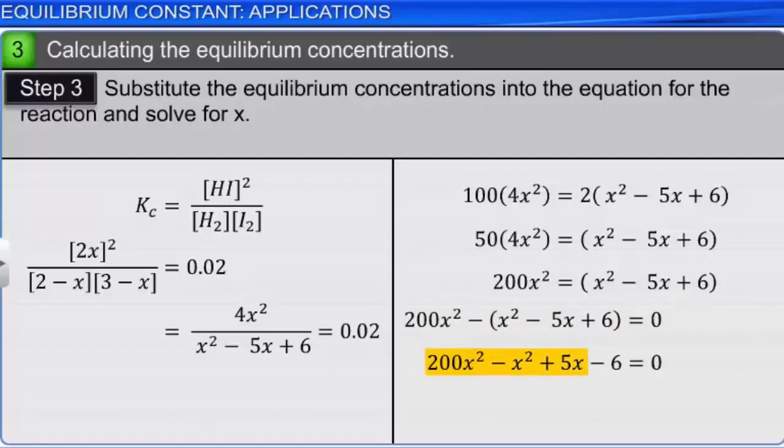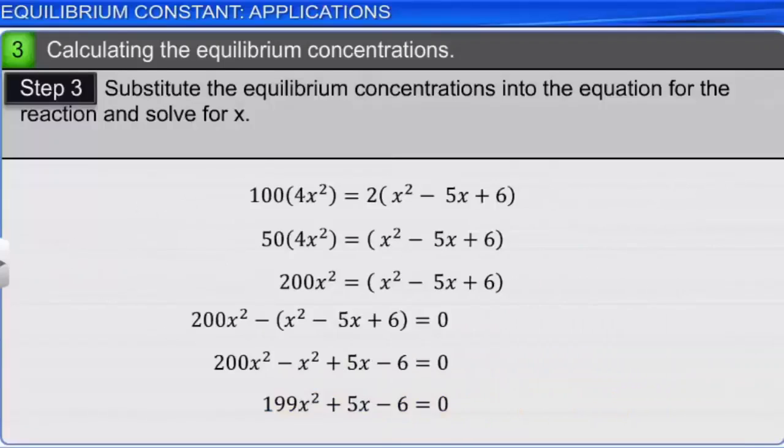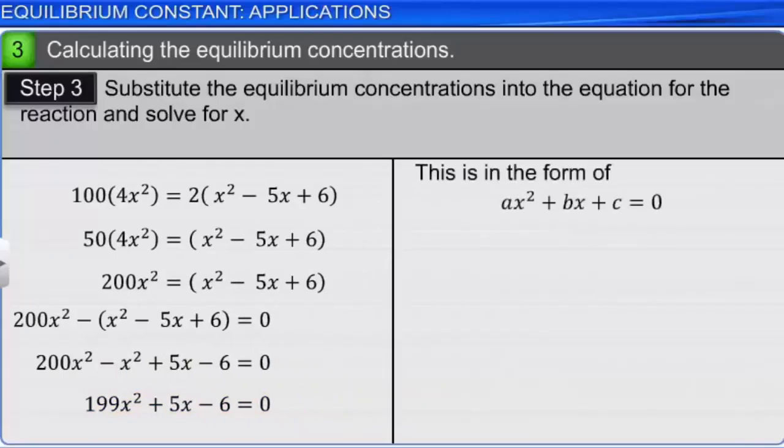This is equal to 199x² + 5x - 6 = 0. This is in the form of a quadratic equation, ax² + bx + c = 0. In this equation, a is equal to 199, b is equal to 5, and c is equal to -6.